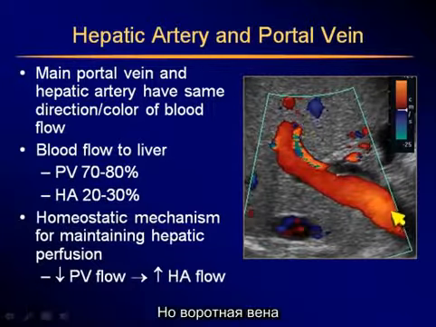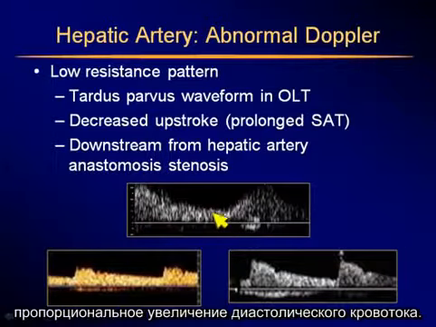Now, another way that the artery has abnormal Doppler is post-liver transplant. That's when it becomes important to us. If we see a tardus parvus waveform after liver transplant, this is an abnormal finding. We would see low upstroke and fairly low velocity, which means that proportionately the diastolic flow is elevated. So we have a prolonged systolic acceleration time and then this tardus parvus waveform.